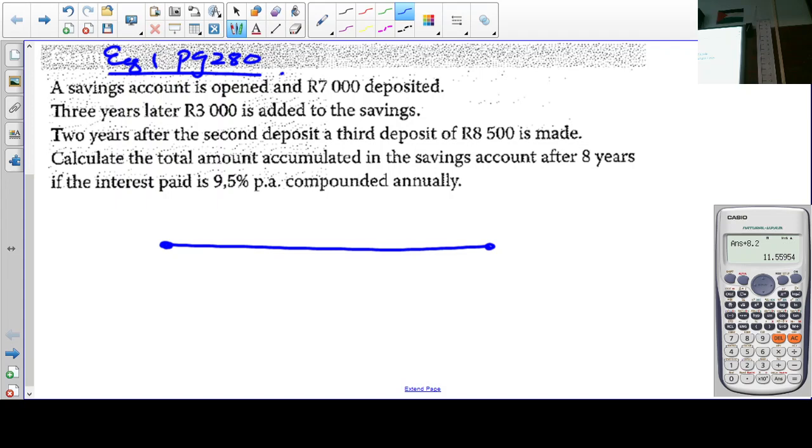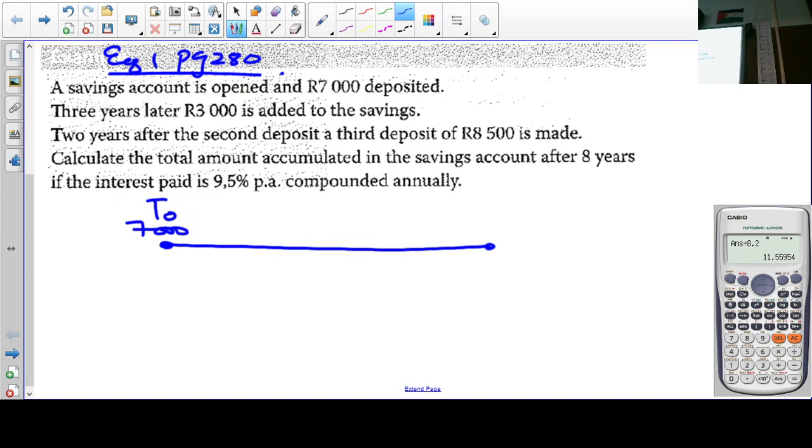So a savings account is opened. At this point, it's the starting point. How much time has lapsed once you started? How many years have lapsed? Nothing, not so? Initial deposit. So your time is 0. It's a starting point. 7,000 rand is deposited, so I put the 7,000 rand.